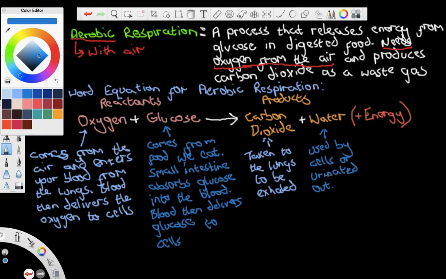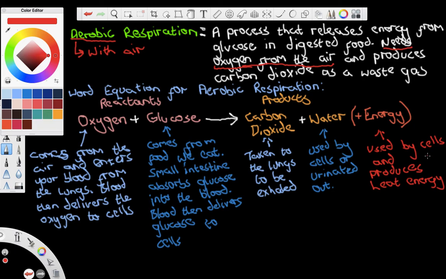Finally, the energy on the end is used by cells and produces heat energy. Remember, this is not a substance, so we can't really add it to our word equation.